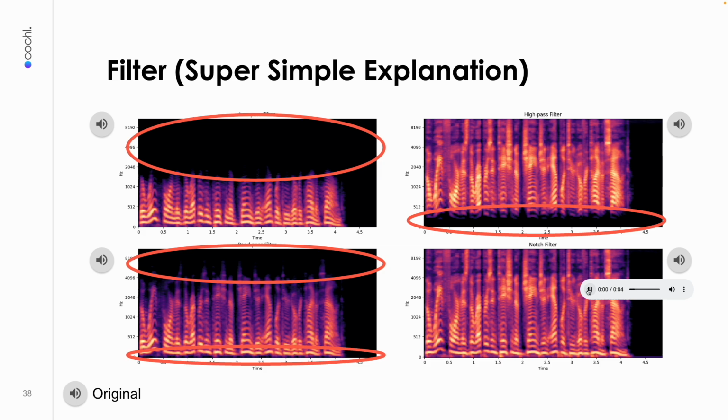And if you apply a band-stop filter that attenuates only the area where the human voice exists, only the sound excluding the human voice band will remain.